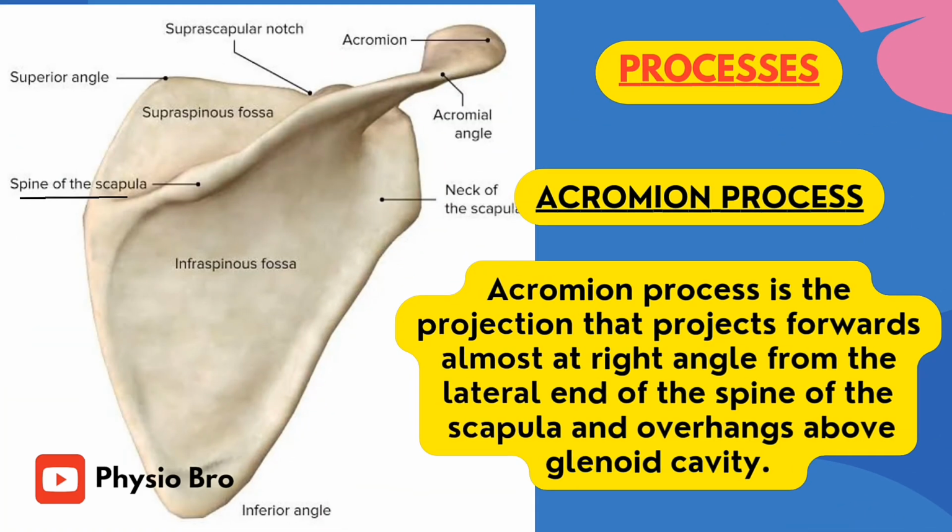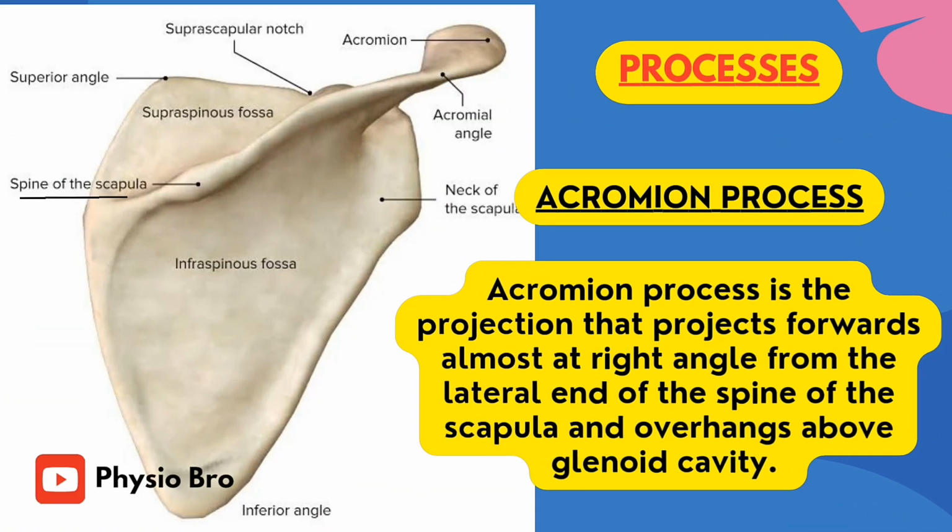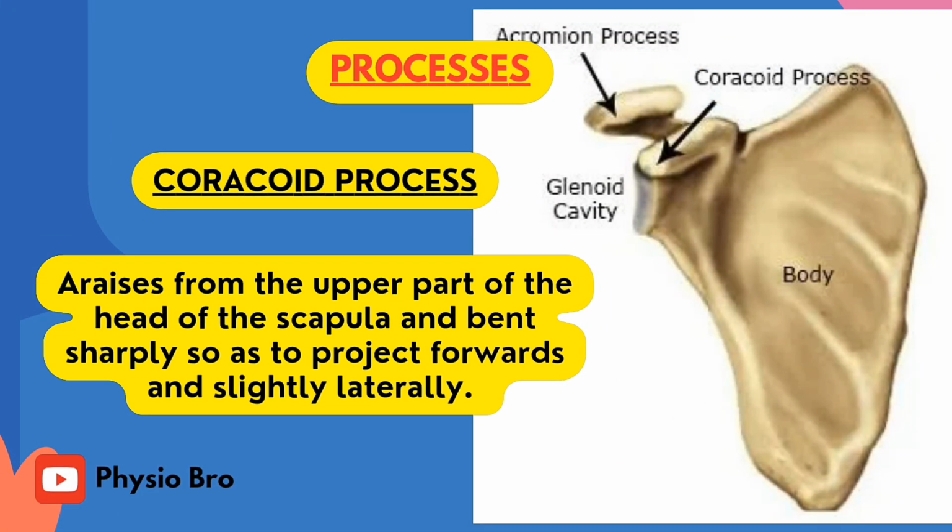Acromion process. The acromion process is the projection that projects forwards almost at a right angle from the lateral end of the spine of the scapula and overhangs above the glenoid cavity. Coracoid process. The coracoid process arises from the upper part of the head of the scapula and bends sharply so as to project forwards and slightly laterally.